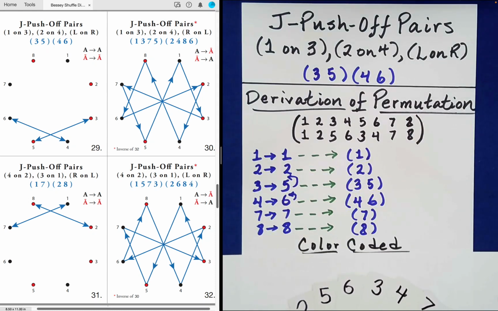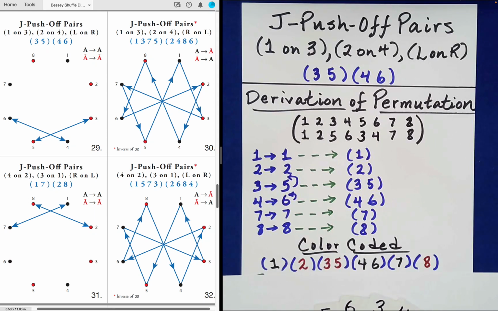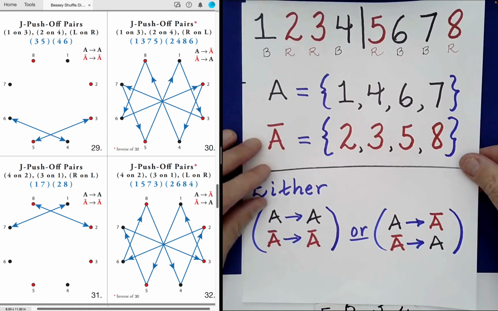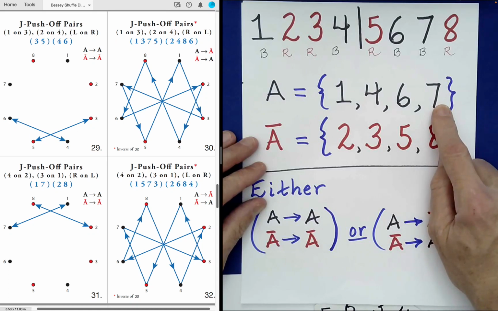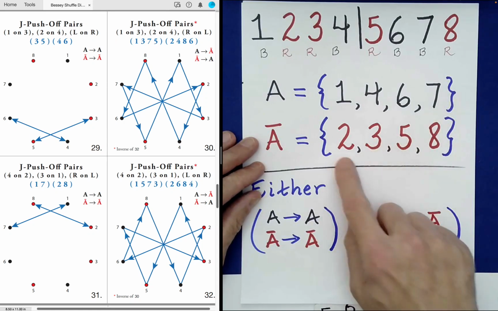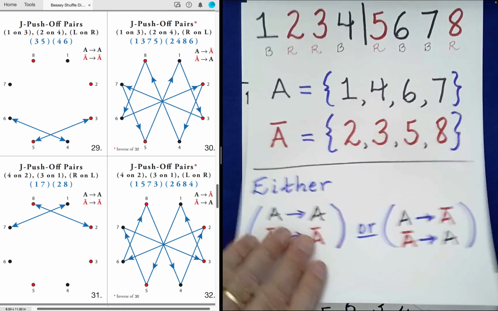Color coding the cycle notation of this permutation, we obtain the following. Now remember from our review, positions 1, 4, 6, 7 are color-coded black, and positions 2, 3, 5, 8 are color-coded red.